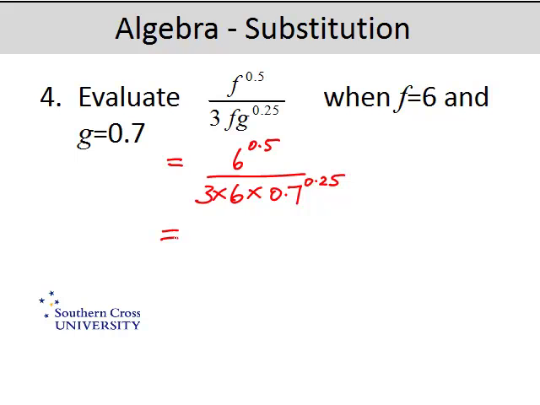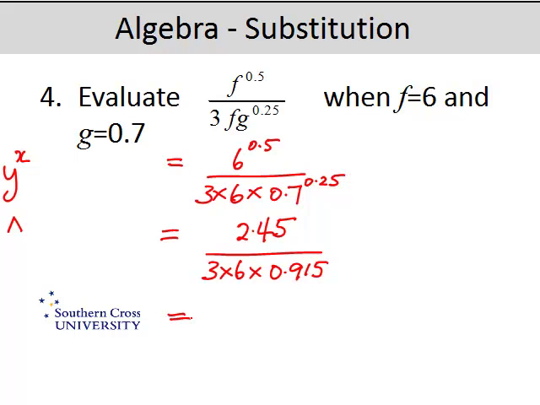Now, in our order of operations, we need to do our exponents first. Depending on your calculator, but on most scientific calculators, you'll use y to the x, or you'll use that little up arrow or up hat button. So 6 to the 0.5 turns out to be 2.45 over 3 times 6 times, and 0.7 to the 0.25 is 0.915.